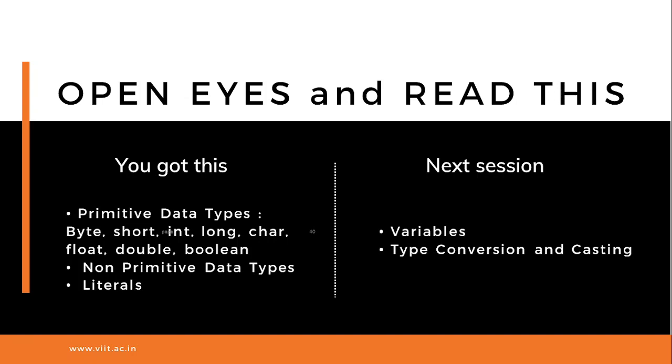Then non-primitive data types also we have seen. The difference between primitive and non-primitive: primitive gets stored in memory variable by variable, and non-primitive gets stored by the reference value of their object. Literals of non-primitive data types also we have seen.